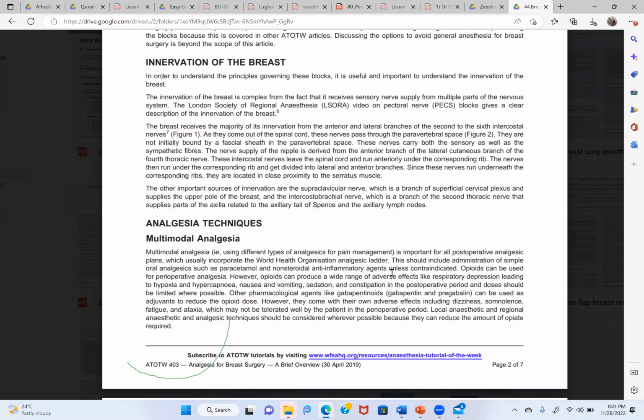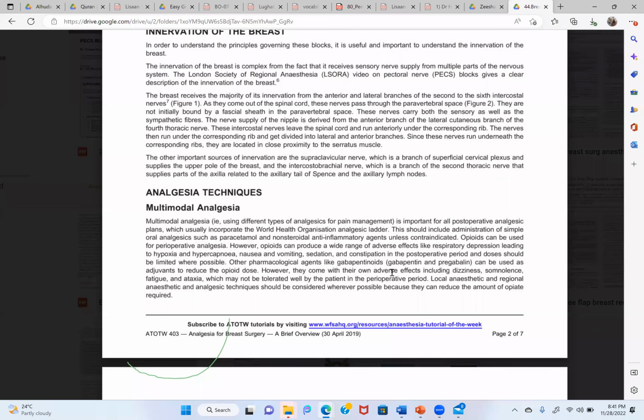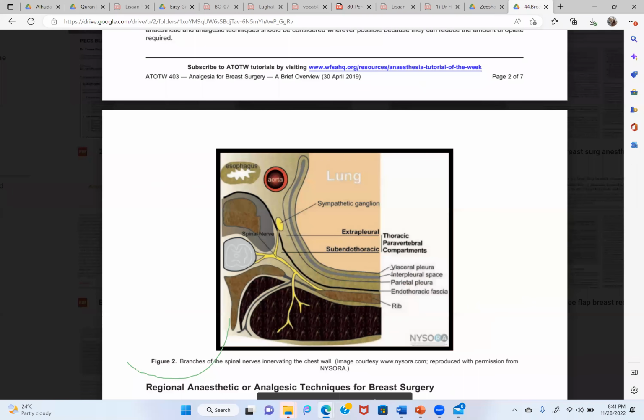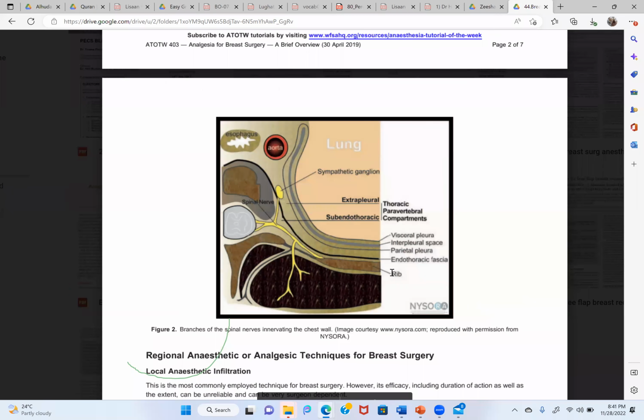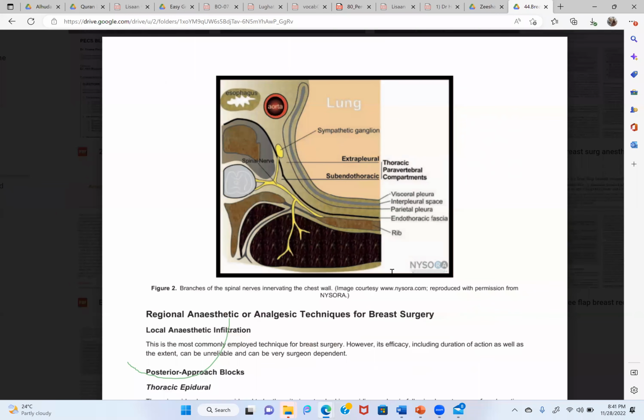I will not go into details of this at the moment. So what will be the options for regional anesthesia? One option is epidural. You can place the epidural around T3, T4, so you will be covering the area between T2 to T6. So that is one option.